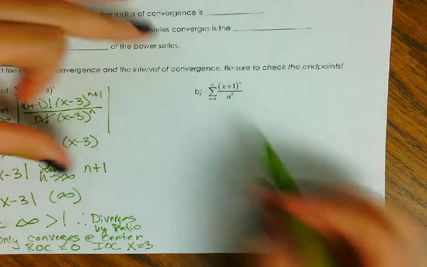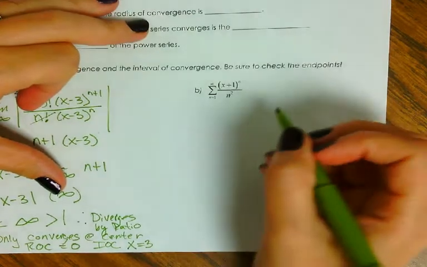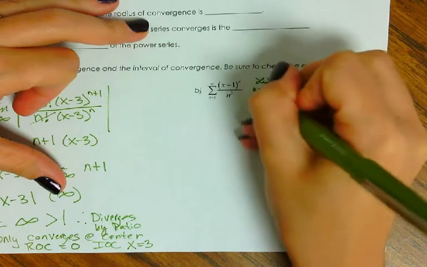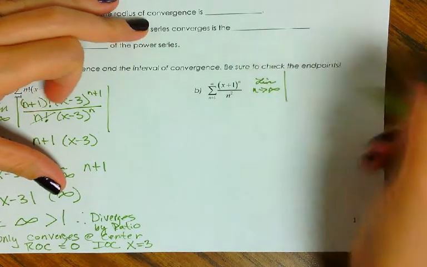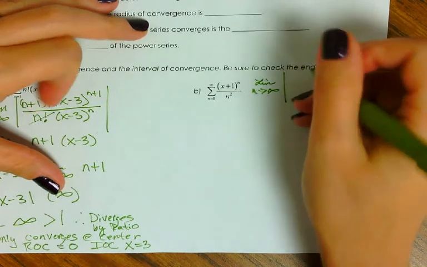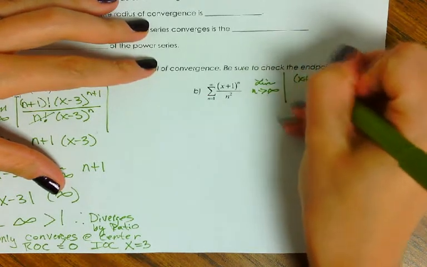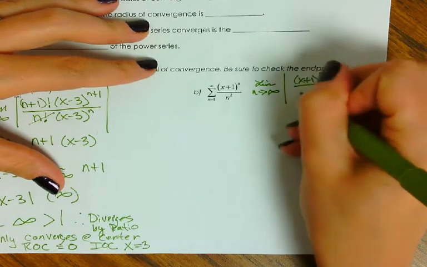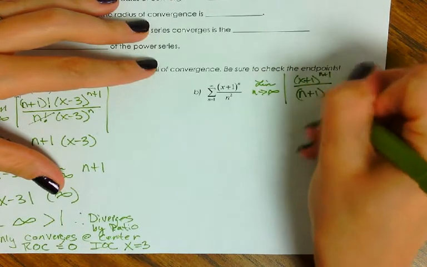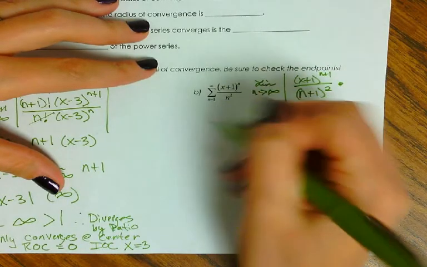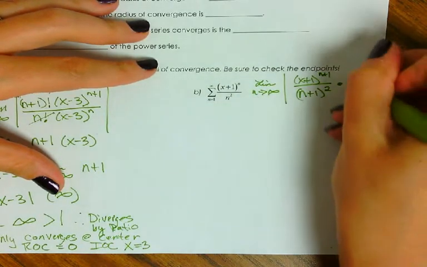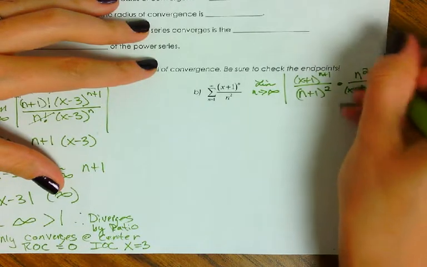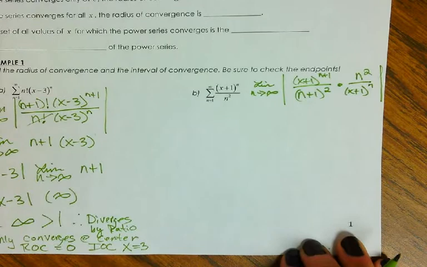So we're setting up this ratio test again. I'm still going to take the limit as n approaches infinity of the absolute value. Wherever I see an n, I replace it with an n plus 1. So you've got this to the n plus 1, over n plus 1 quantity squared. Divided by the original means multiplied by the reciprocal of the original. So I've got that, and we have the absolute value there.